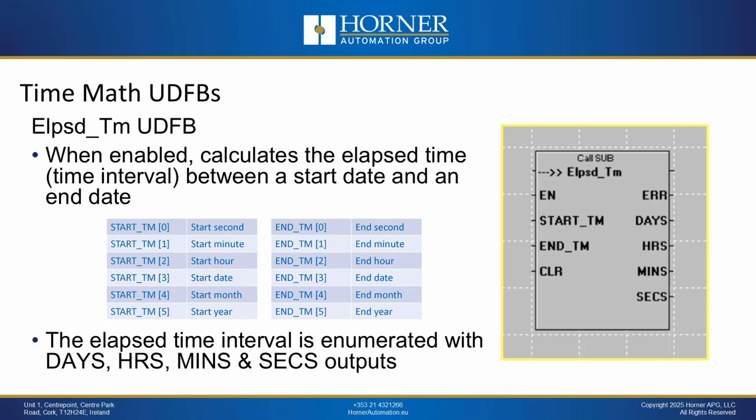We have an elapsed time user-defined function block, where we have a start time and end time that are specified, and then the result is the number of days, hours, minutes and seconds of elapsed time between start and end. And you can see that both start time and end time are in the form of an array that is in seconds, minutes, hours, days, months and years.